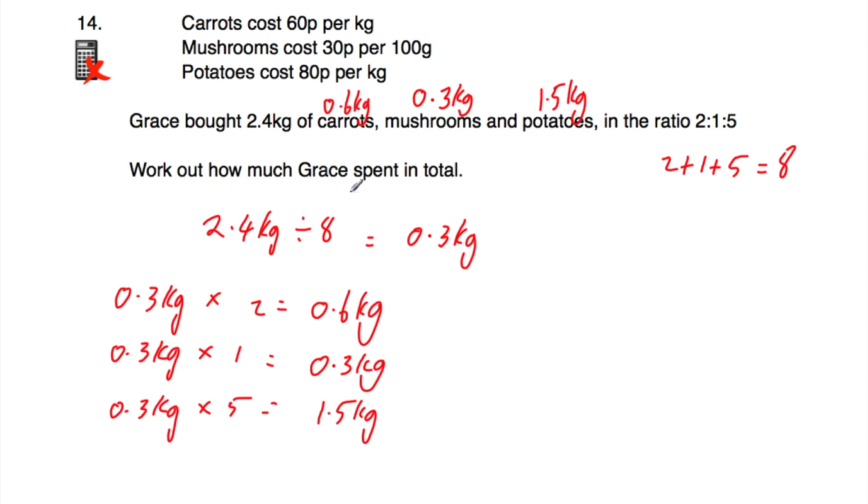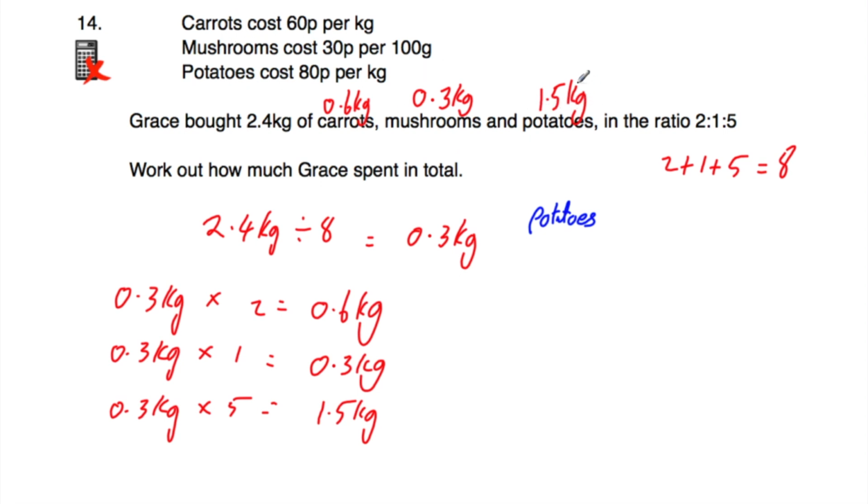And we're asked to work out how much Grace spent in total. So we now know that she bought 0.6 kilograms of carrots, 0.3 kilograms of mushrooms, and 1.5 kilograms of potatoes. Now we need to work out the cost of each of those, and then we can add them all together to get the grand total. So let's start off with the potatoes, okay? I'm doing this on purpose because the carrots is actually probably the trickiest one out of the three.